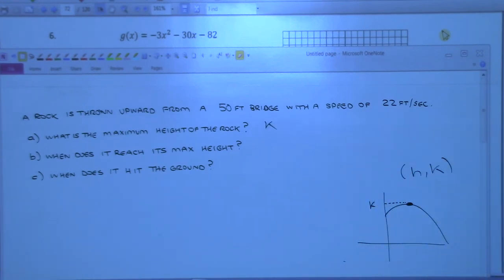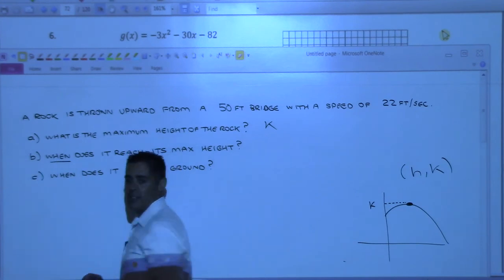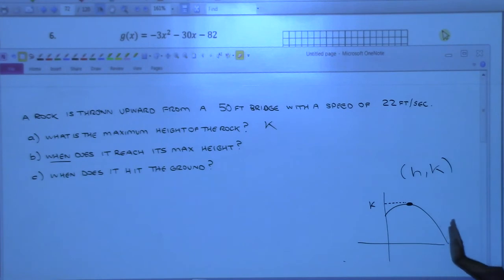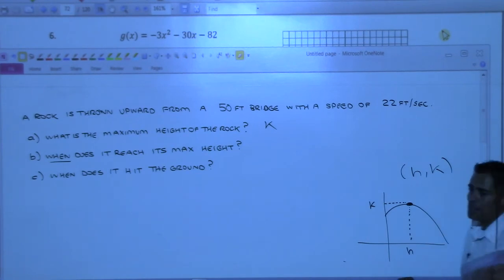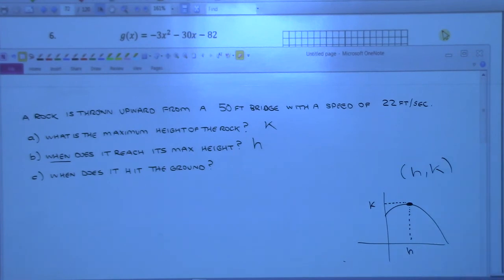What is part B asking you for? When does it reach its maximum height? When is time, isn't it? And time on our graph is left and right. And that would correspond to this, wouldn't it? And that would be your h. So that's asking for the h from the vertex. And then what is part C asking for? When it hits the ground, right? When it hits the ground. So you want to know this left and right, which would be the x-intercept, wouldn't it?